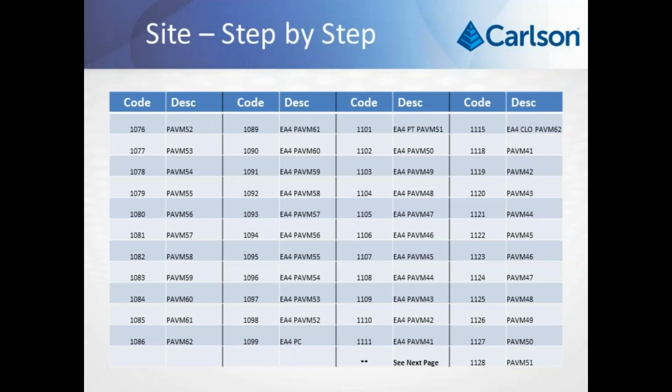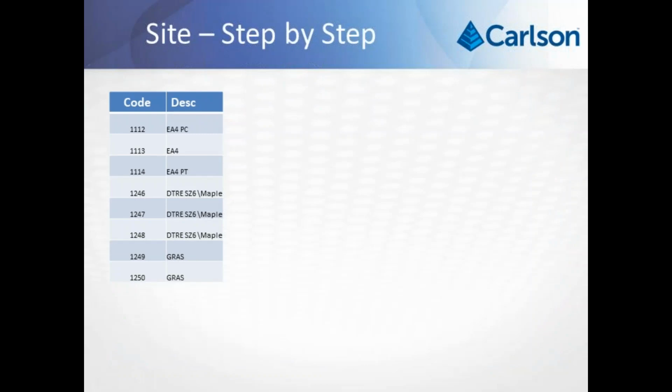And point number 1115 is one that is the edge of asphalt 4, closing with, or closes up the edge of asphalt 4, and also has pavement marking number 62. And here's page number 2, and you can see also on this there were also some deciduous trees and also some grass shots that I threw in there.